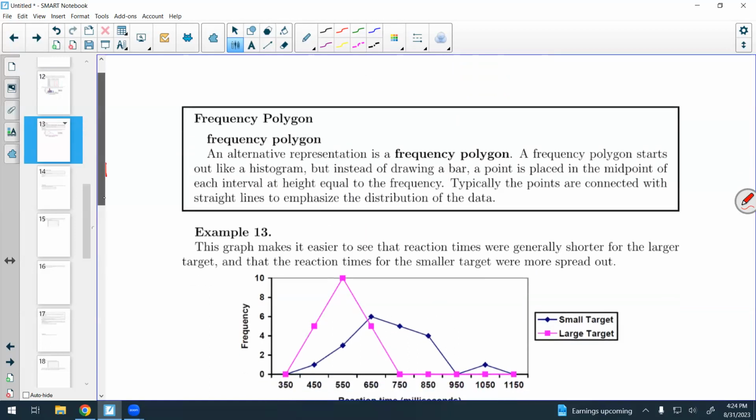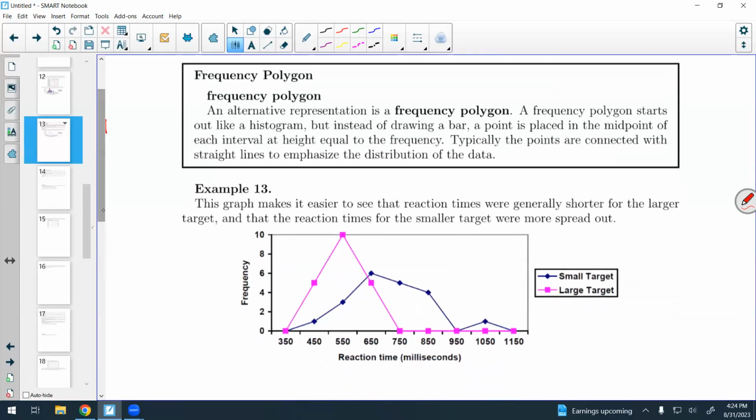called a frequency polygon. A frequency polygon starts out like a histogram, but instead of drawing a bar, a point is placed in the midpoint of each interval at height equal to the frequency. Typically, the points are connected with straight lines to emphasize the distribution of the data. So now we can compare them a little easier.